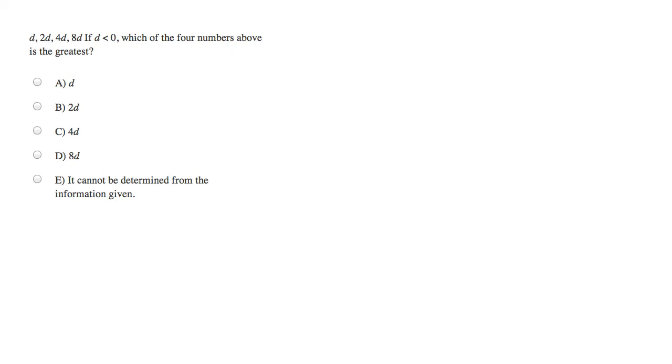This is the real Tom Rose, and we're trying to figure out which of the following four numbers is the greatest. The only constraint that we're given is that D is less than 0.